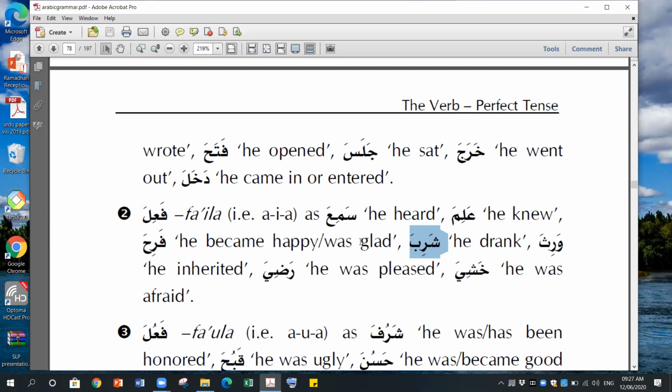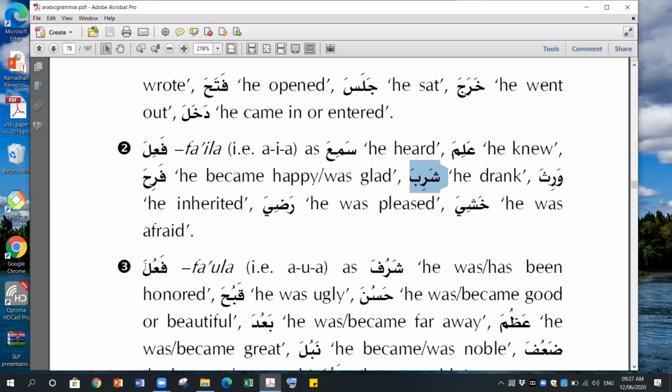So shall we go to the next? The third pattern is fa'ula. What is the change now? It's dhamma on ain kalima, right? So some verbs come on this pattern, like sharufa.